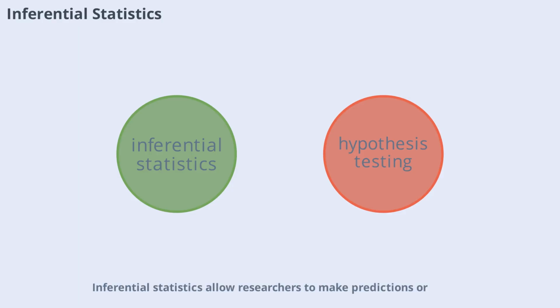Inferential statistics allow researchers to make predictions or generalizations about a population based on sample data. Techniques such as t-tests, ANOVA, and regression analysis help determine if observed differences or relationships are statistically significant. Inferential statistics are essential for testing hypotheses and drawing broader conclusions from behavioral studies.